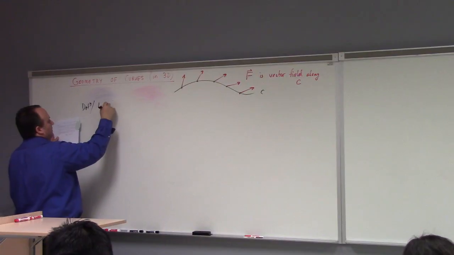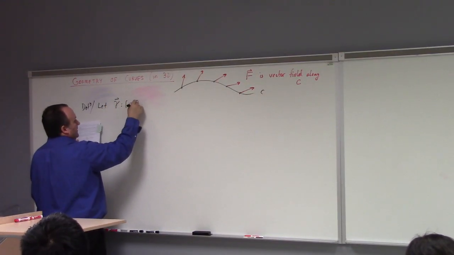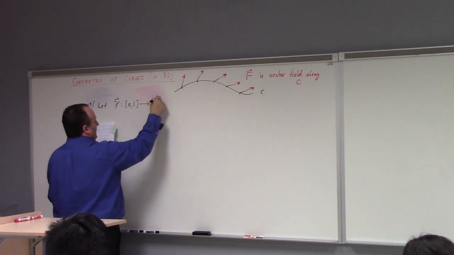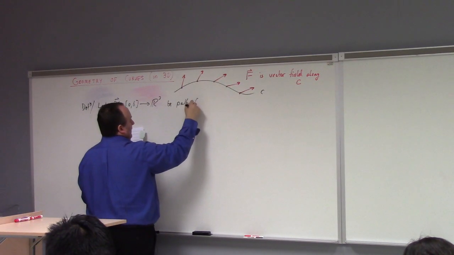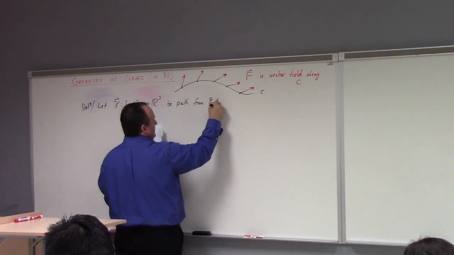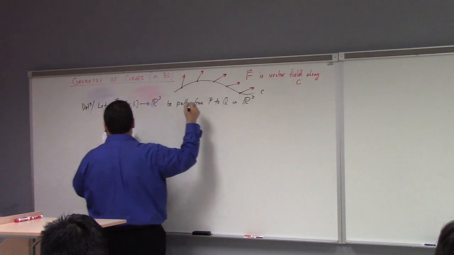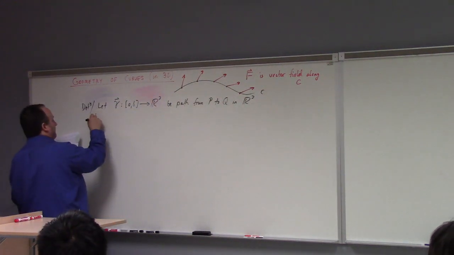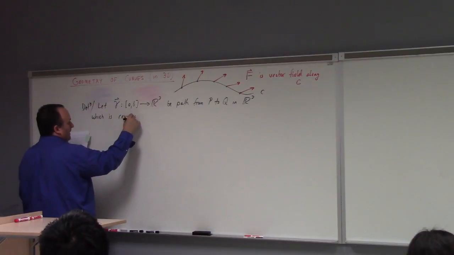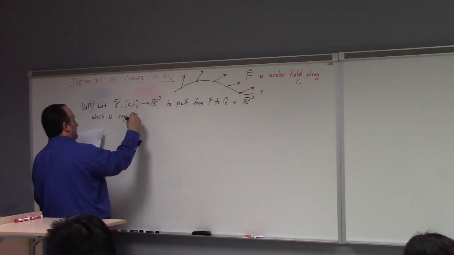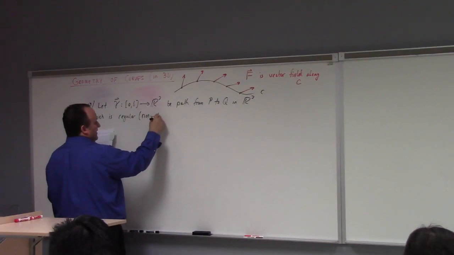Let gamma from [a, b] to R3 be a path from P to Q in R3, which is regular. Regular also could mean nonstop. I called it nonstop yesterday.